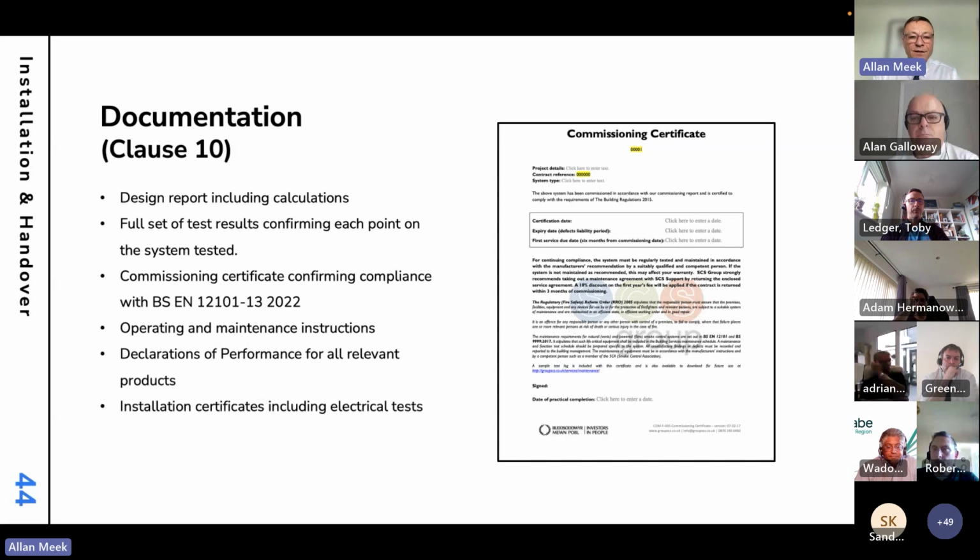And then lastly, the documentation that you would expect to be provided with the system. Clause 10 does a really good job of specifying what documentation should be provided, which includes a design report, including all the calculations, a full set of test results, a commissioning certificate confirming compliance with the relevant standards, operation and maintenance instructions, including as-built drawings, and declaration of performance for all relevant products, and installation certificates confirming the mechanical and electrical installation has been completed properly.